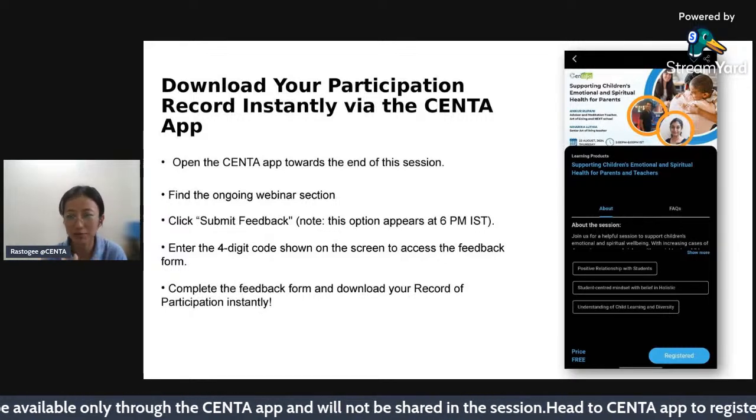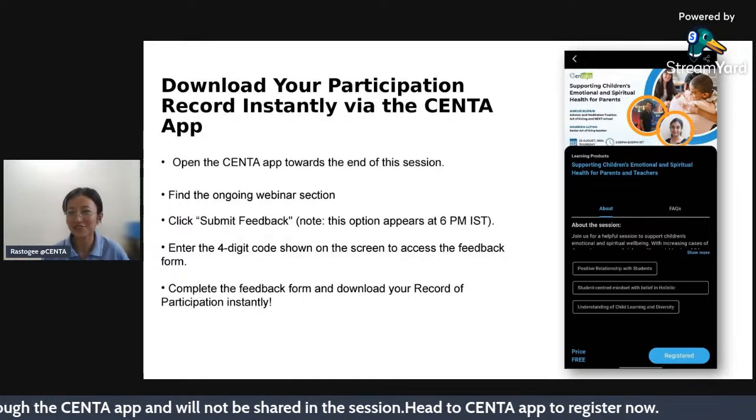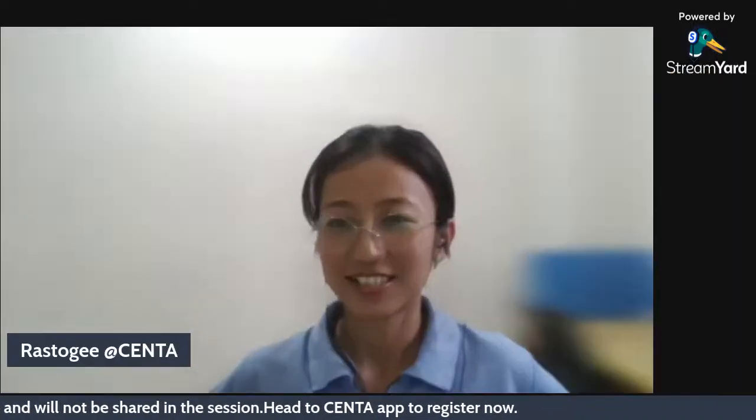Bharat Bhatia says he came to know about the previous session. So I'm expecting you must have registered for the session. Great. Priya Pallavi ma'am says she is using the CENTA app on a regular basis.